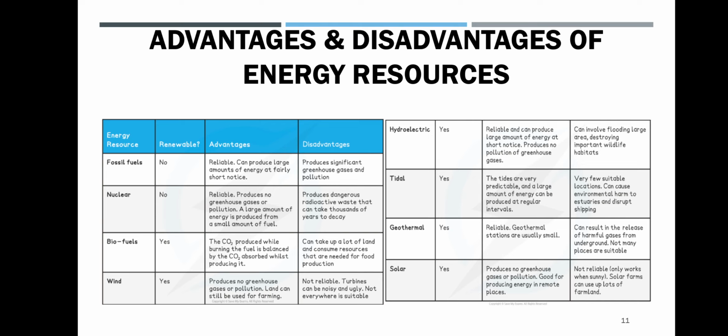Next up we have wind. Wind energy is again a renewable energy resource, and it produces no greenhouse gases or pollution. Land can still be used for farming, but it is not reliable, and turbines can be noisy, they can be ugly, and they are not suitable everywhere. They only work where wind speed is high.